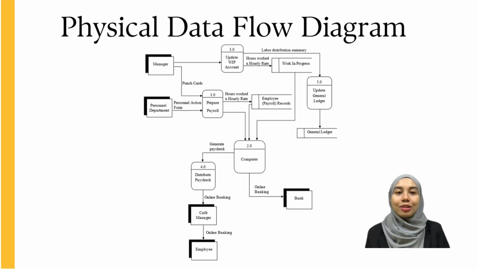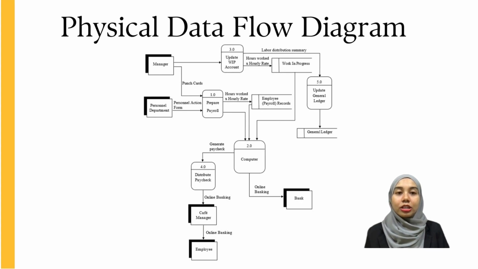Physical DFD. I will explain the physical DFD. There are 5 main processes, which are prepare payroll, computer, update work in progress, distribute paycheck, and update general ledger. The data arrows represent the flow of data between sources and destinations.